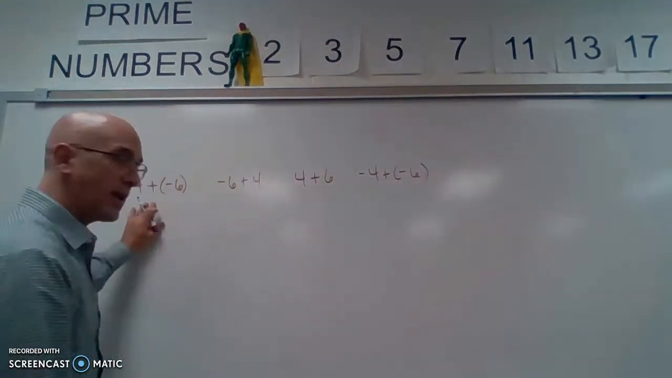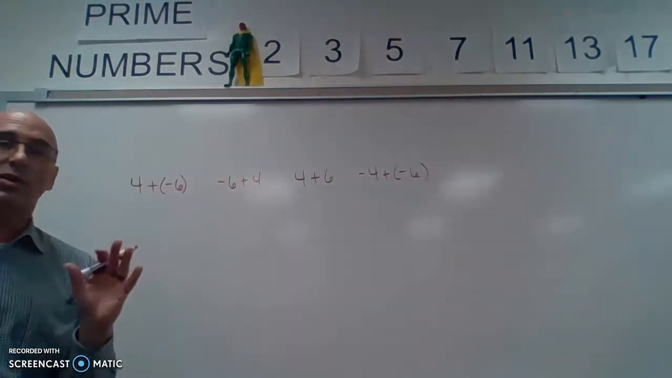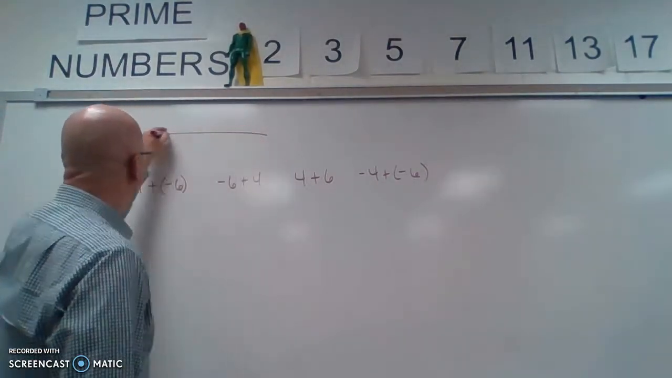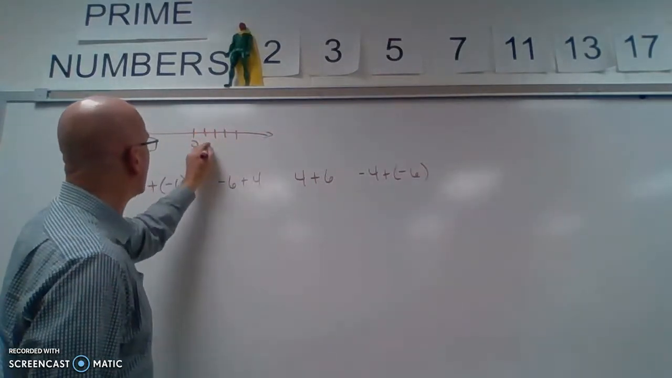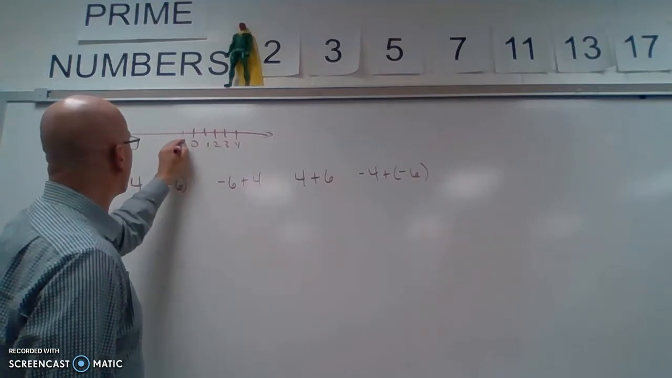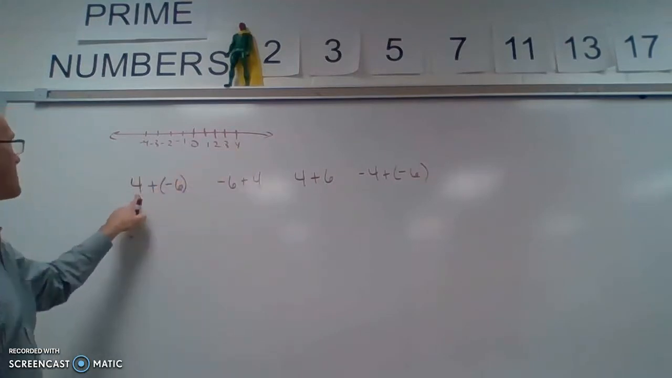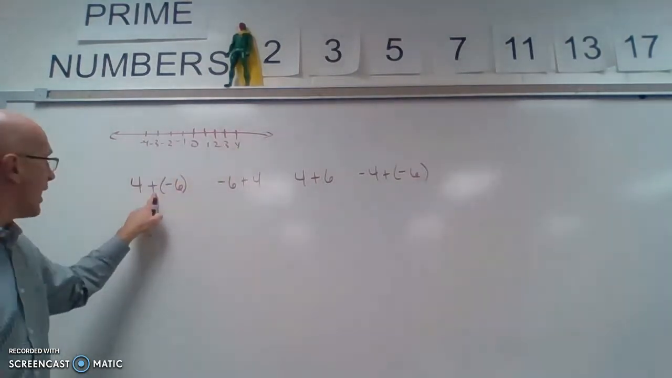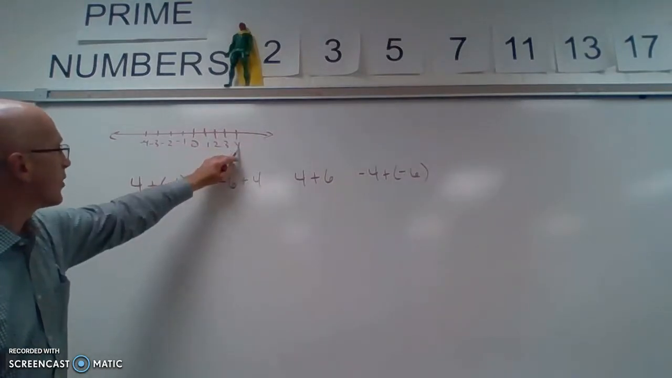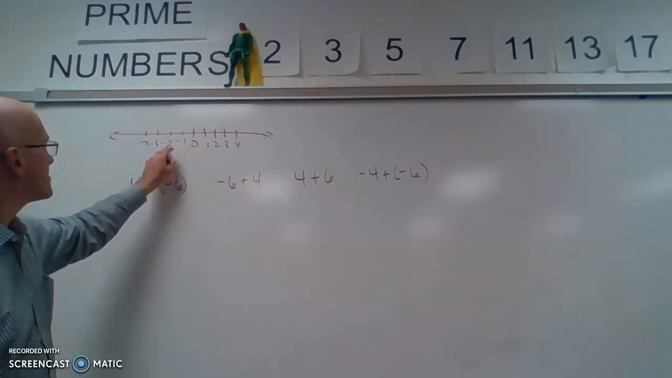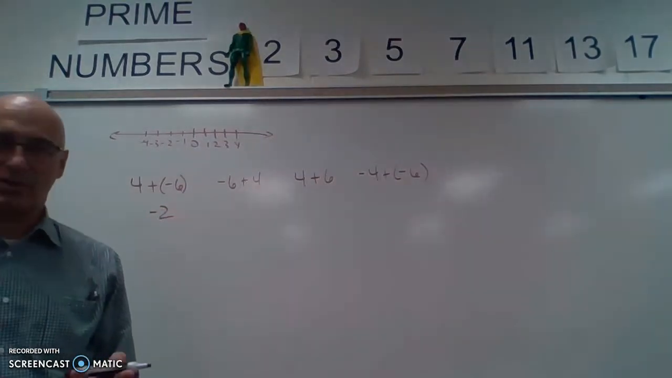So first we have 4 plus a negative 6. You could use your number line if you want to. If I have 1, 2, 3, 4, negative 1, negative 2, negative 3, negative 4. Okay. So if I'm starting at 4 and I'm adding a negative 6, I'm going 6 in the negative direction. So I start at 4, 1, 2, 3, 4, 5, 6. I'm ending up with negative 2 as my answer.